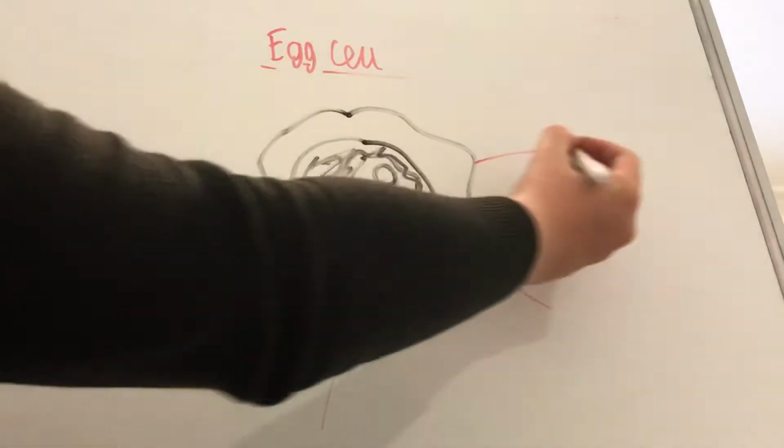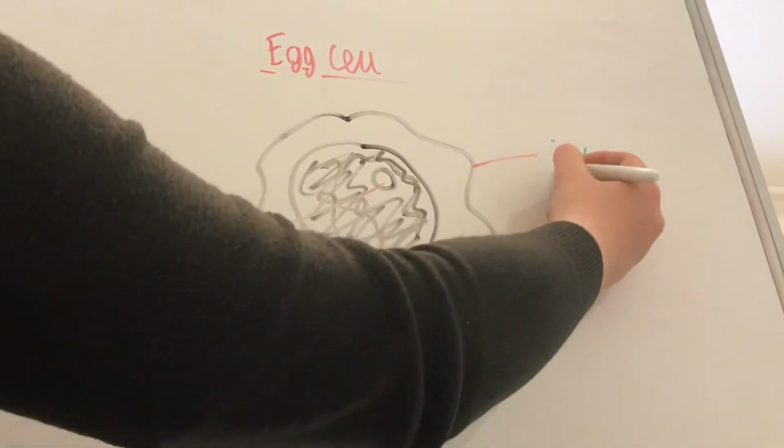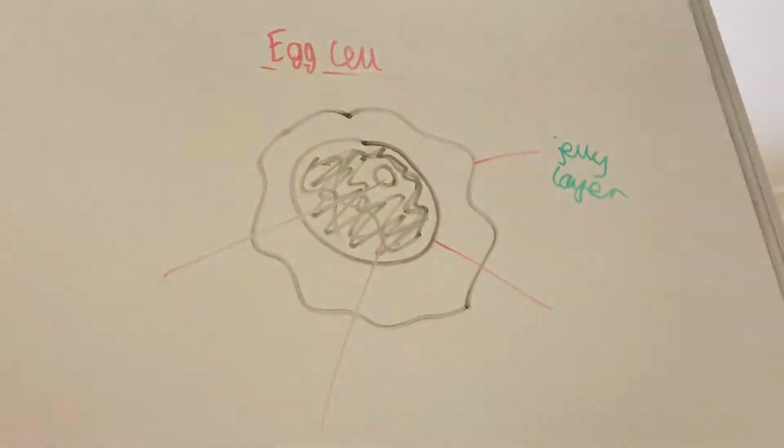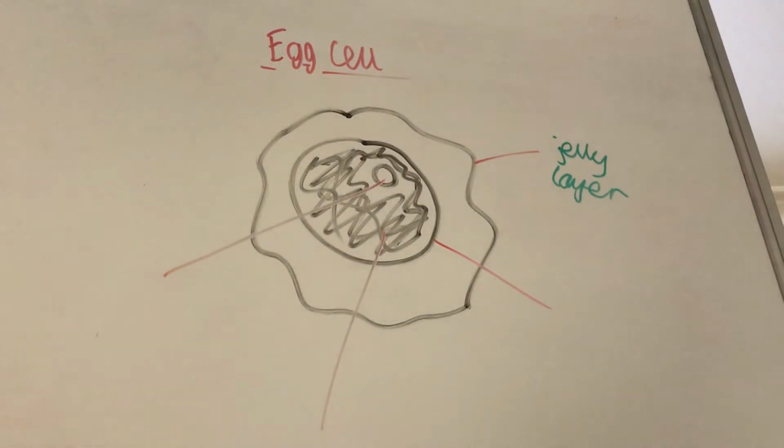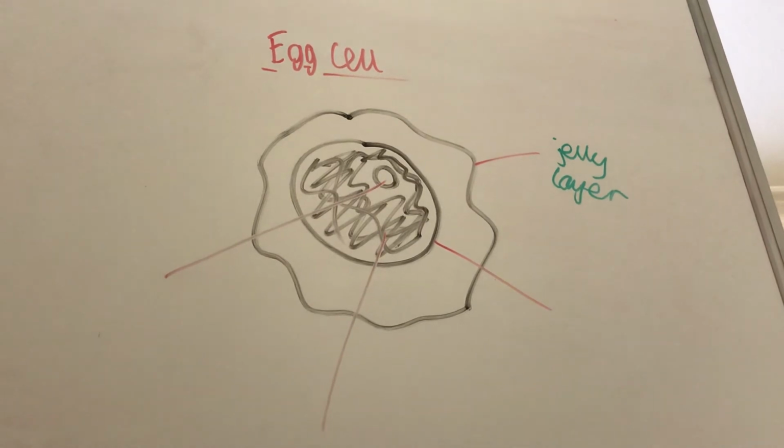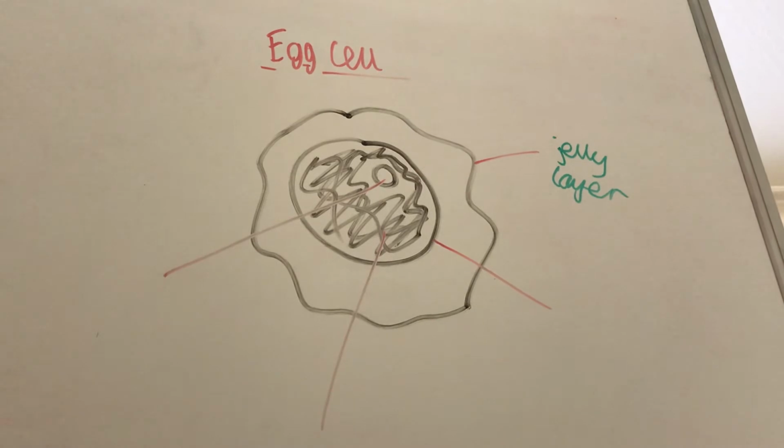So what we've got here is known as the jelly layer. What is the purpose of the jelly layer? The purpose of the jelly layer is to stop more than one sperm cell penetrating the egg. Why is this important? Because if more than one sperm cell penetrates the egg, say two sperm cells, there's going to be 69 chromosomes in there. That's too much for the cell to handle, so it's just going to die. So that's why that jelly layer is important.